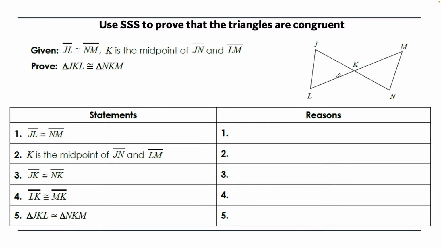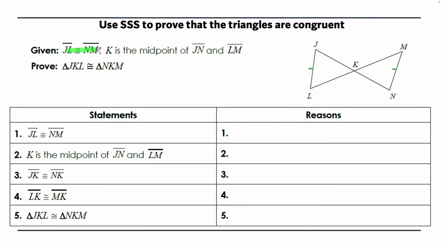First thing you do is read it. JL is congruent to NM, and K is the midpoint of JN and LM. And we're going to prove that JKL is congruent to... nope, JKL is congruent to NKM. So you see, there's so many letters going on. That's why it's so important to start marking and go slow, because otherwise you just end up swimming in alphabet soup.